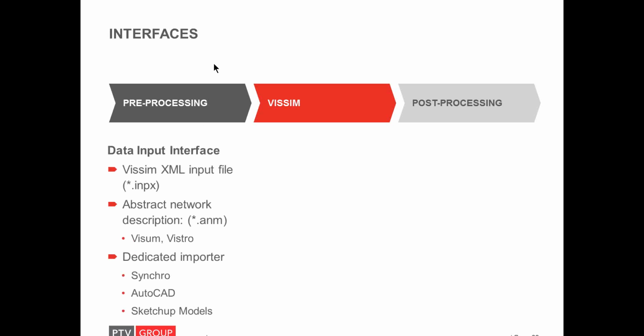On the input side, it is worth mentioning that there are two open XML file formats to prepare data for Vissim. The actual input file format, INPX, with detailed descriptions of network objects, and the more abstract network description format, ANM, which is also used for data exchange between Visum, Vistro, and Vissim. And besides that, there are some dedicated importers for Synchro networks, AutoCAD files, and Google SketchUp models.